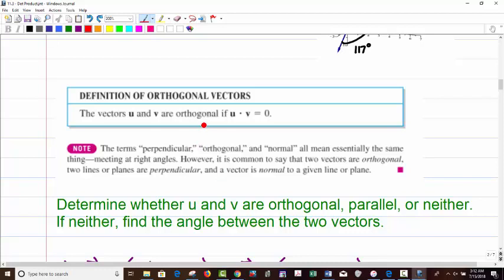But real straightforward. If u dot v equals 0, you can stop the process of trying to figure out your angle because it's automatically 90 degrees. In fact, you could put cosine inverse in the calculator and you'd see it was 90 degrees. So if a question asks you, are these two vectors orthogonal or not? All you have to do is do the dot product. If the answer is 0, the answer is yes. Anything other than 0, the answer is no.